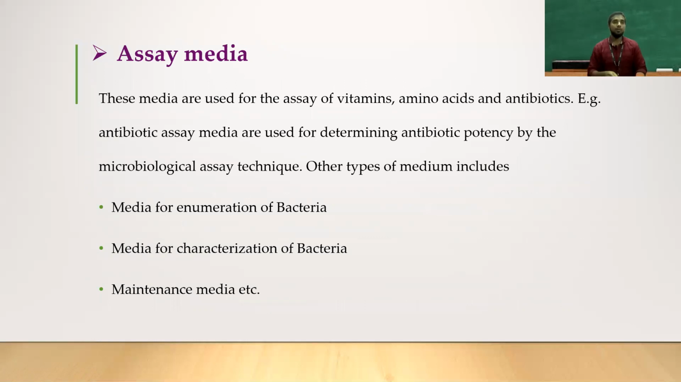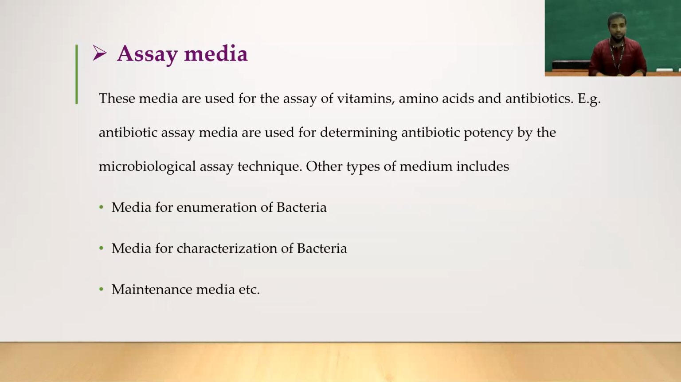It will be helpful to determine the potency of an antibiotic or other drug. Let us see this. These media are used for assay of vitamins, amino acids, and antibiotics. For example, antibiotic assay media are used for determining antibiotic potency by the microbial assay technique. So what basically they do is they find the IC50 value. What is IC50? Inhibitory concentration 50, which means the concentration of the drug at which 50% of the growth of microorganisms is inhibited. That will be found by the antibiotic assay method.